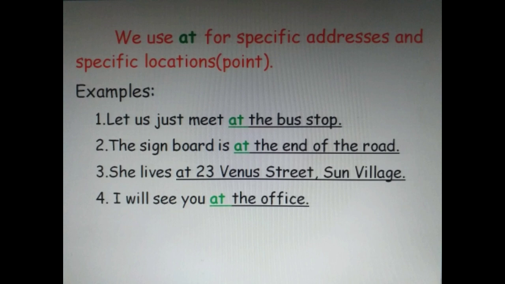Next, the signboard is at the end of the road. So the preposition at plus the end of the road, which is a specific location in a certain point. Number 3, she lives at 23 Venus Street, Sun Village. So here we use at plus a specific address, which is number 23 Venus Street, Sun Village. So another use of the preposition at plus a specific address.